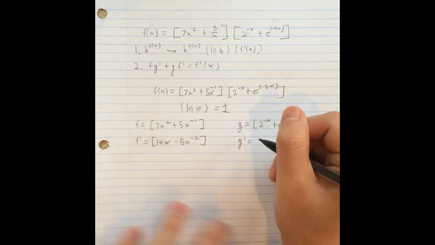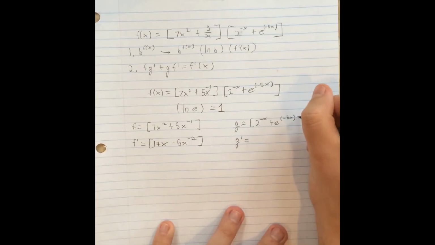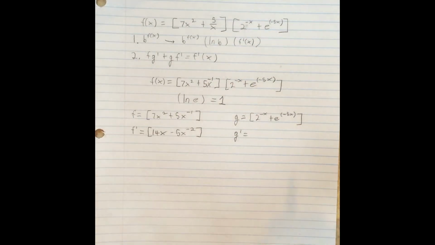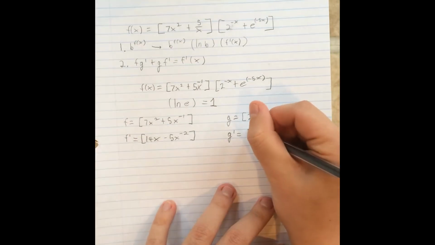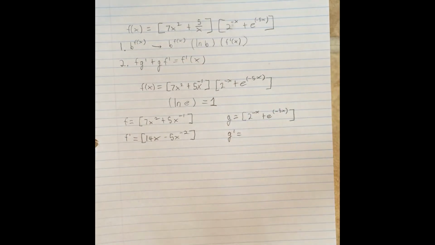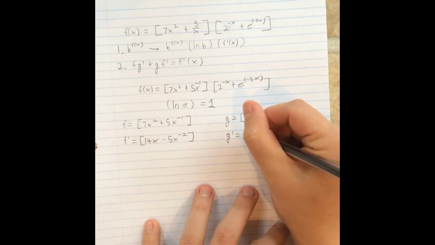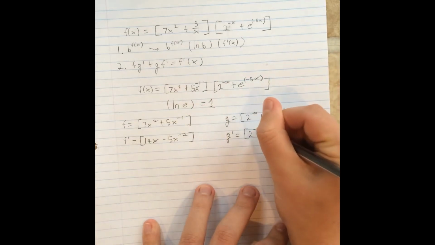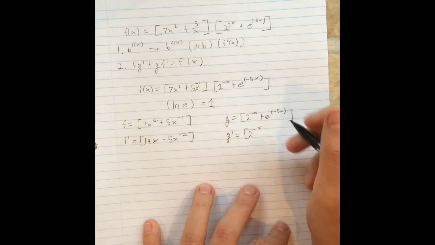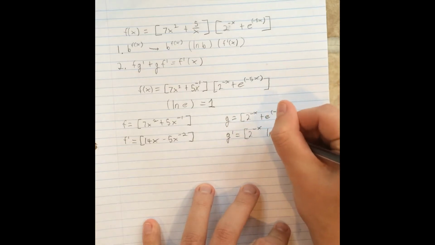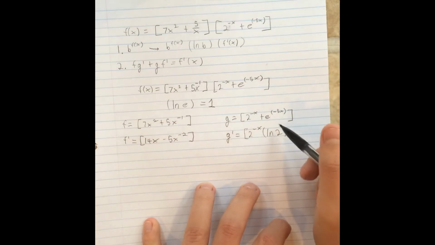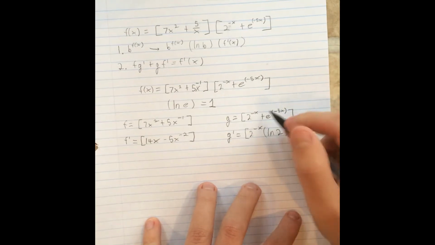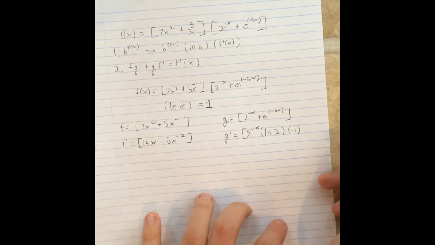And then for g prime, this is where our first extra rule is going to come into play. For the first part, because there's the plus, we have to take the derivative of both parts. So for the first part, we're copying the first part, 2 to the negative x, and then we have ln b, so ln of 2. And then we're going to have the derivative of the exponent, so that would be negative 1. So that's the derivative of 2 to the negative x.